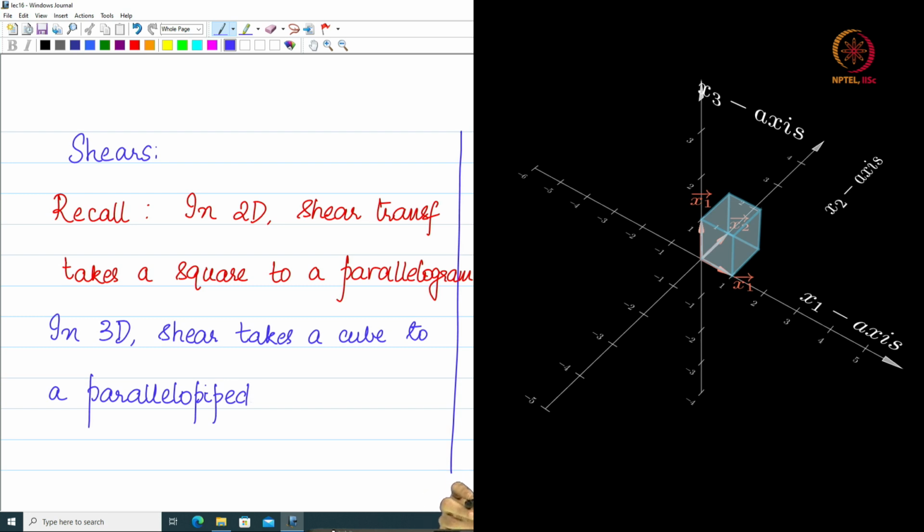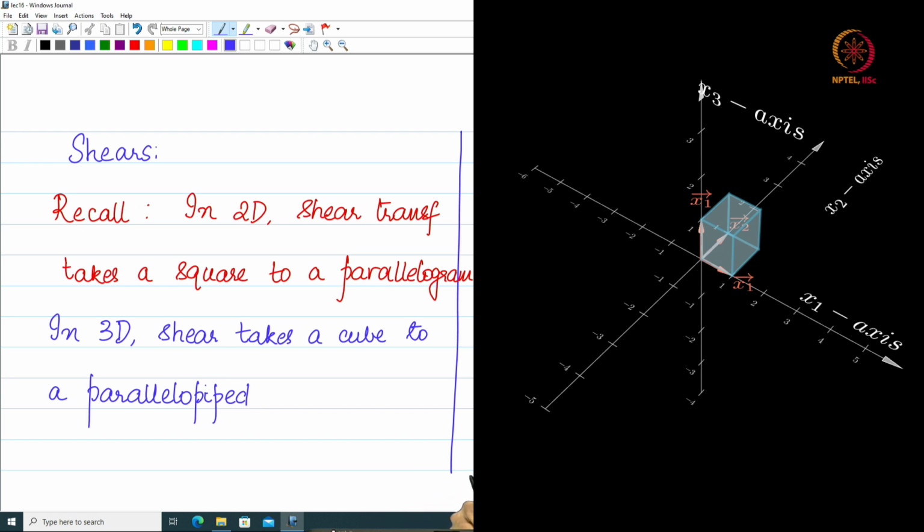In 2D, say you have two components x1 and x2, the resultant vector could be x1 plus some alpha times the x2 component, with the second component x2 unchanged, or the transformed vector can have a component x2 plus some alpha times x1, and that is what we looked at. In 3D also that is possible. So, let us just look at this.